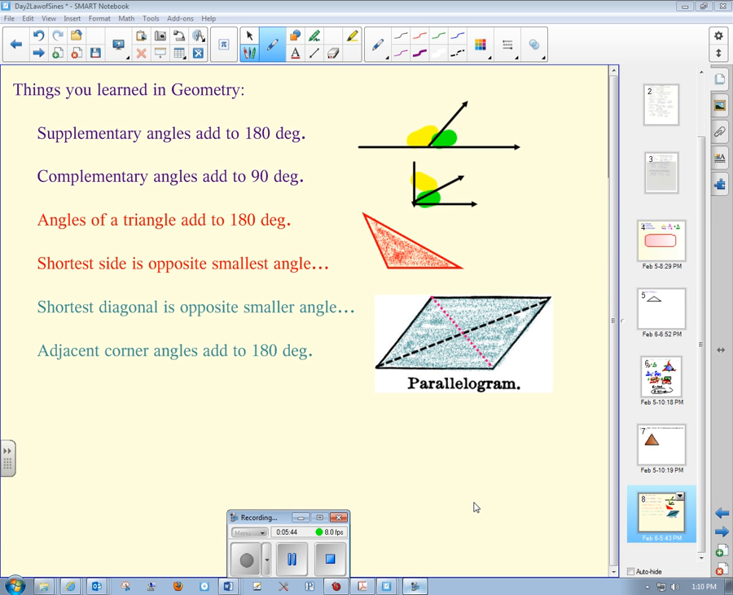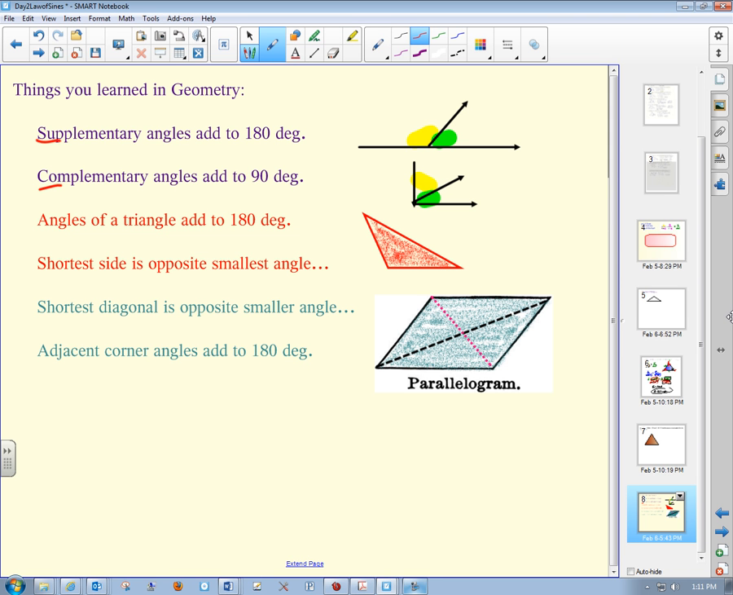Keep in mind you have a number of things that you've learned in geometry class. Supplementary angles add to 180 degrees. Complementary angles add to 90 degrees. Supplementary like the sunrise. Complementary like a corner. Angles of a triangle add to 180. The shortest side is opposite the smallest angle, which means the longest side has to be opposite the largest angle. And inside of a parallelogram, the shortest diagonal is opposite the smaller angle. The longer diagonal is opposite the larger angle.